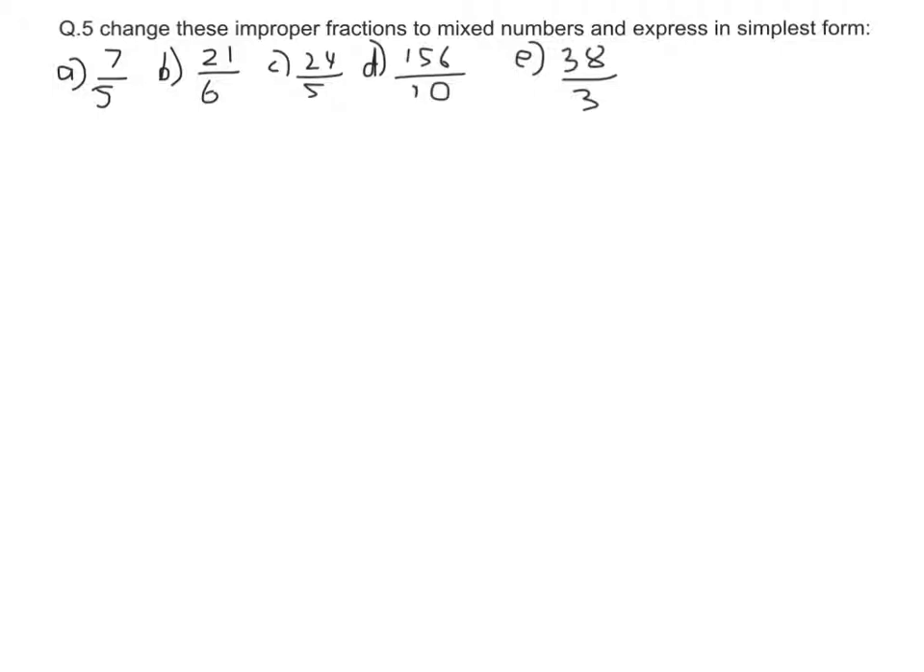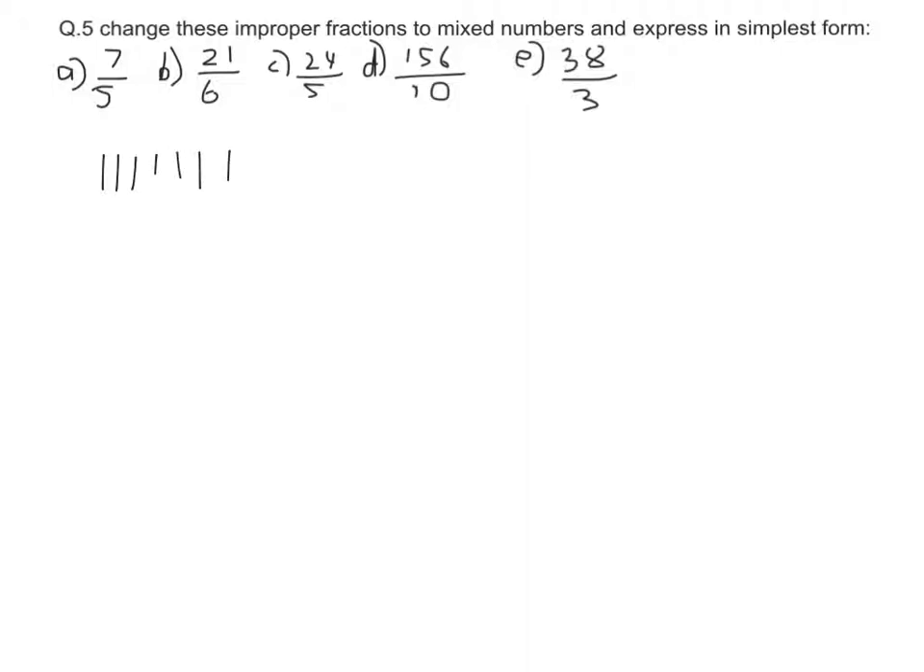Okay, so in question 5, we need to change these improper fractions to mixed numbers and make sure that we express it in simplest form. Now, just to remind you, whenever we change an improper fraction to mixed numbers, we look at the denominator, we ask the question, how many groups of 5 are able to go into the numerator? So just to refresh your memory, I'll just give you an example of what I mean.